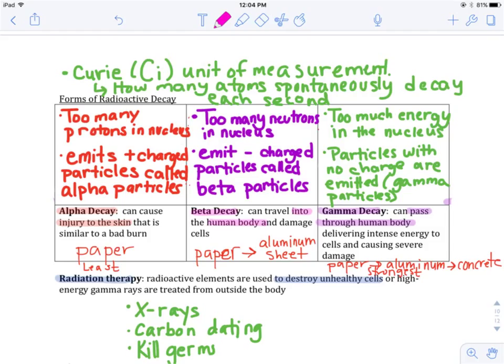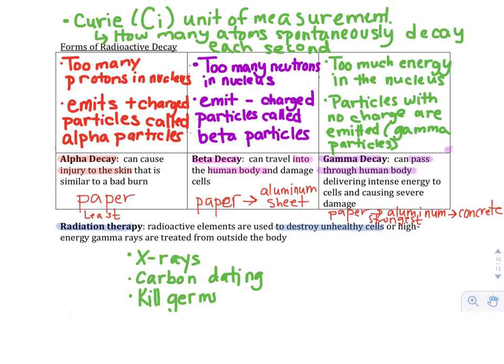Radioactive decay is not always a negative thing. In fact, it's often used to help our bodies, and one way is through radiation therapy. So radioactive elements can actually be used to destroy unhealthy cells, or high energy gamma rays are directed from outside of the body. It's also used in things such as X-rays, carbon dating, which has allowed us to figure out how old many artifacts are, and it can also be used to kill germs.